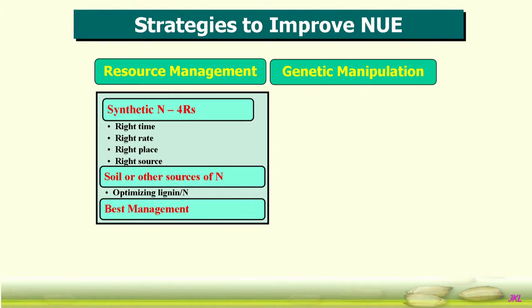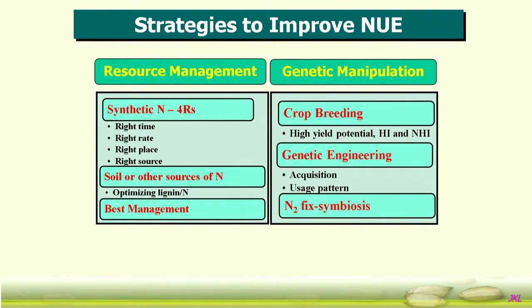And then, of course, you have to consider soil or other sources of nitrogen, right? And the best management, which I call good agronomy. Once you have good agronomy, everything will fall in place. You can also improve nitrogen use efficiency through crop breeding, and crop breeding for high yield potential, harvest index and nitrogen harvest index, and I'll go into a little bit of detail.